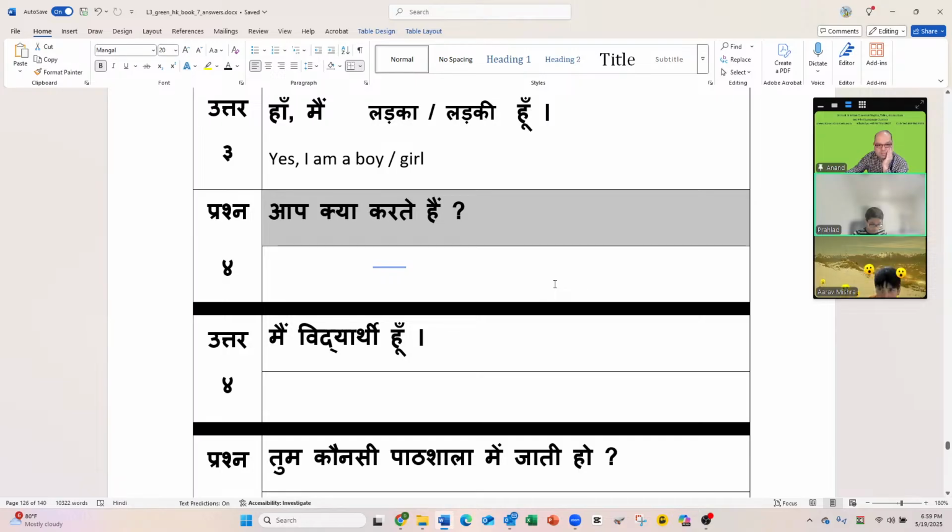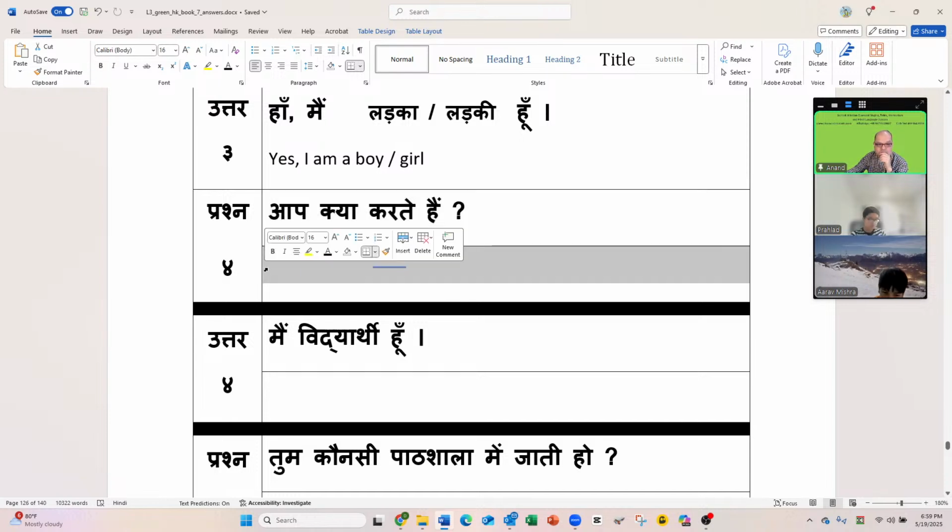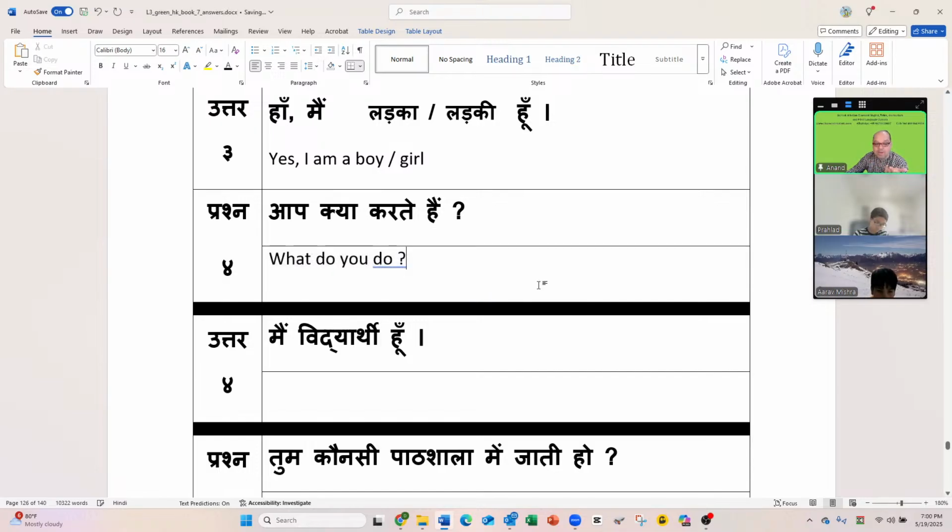आप क्या करते हैं? Okay. What does that mean? What are you doing? It's not what you are doing. Ara, what does आप क्या करते हैं mean? What do you do? What are you doing means what you're doing now. That will be आप क्या कर रहे हैं, if you're talking about now. Here you're asking somebody's profession. Okay. What do you do?